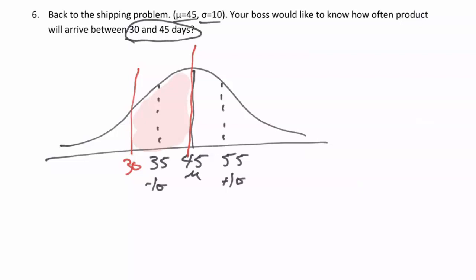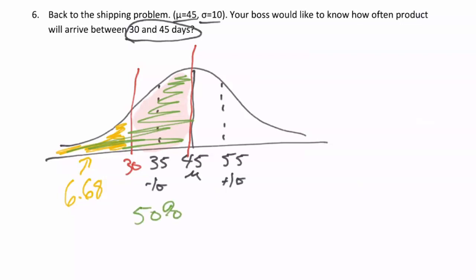I could start all over calculating z-scores from the beginning, but we have enough information from question number 4 to solve this, I think, because we already know the region below 30 days. The region below 30 days, the region in yellow, that's 6.68%. We get that from our z-score calculations earlier. We also know that from 45 days or less, the region in green that I'm about to color in, well, that's 50%. You know, that's right at the mean, so we know 50% is below that. So we've got the green region, which is 50%, minus the yellow region, which is 6.68%.